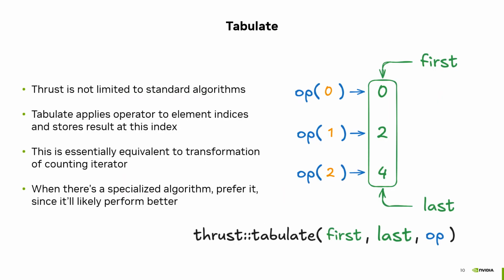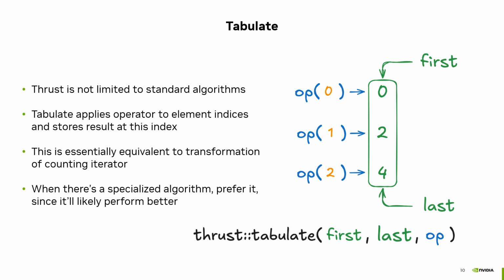An important thing to remember is that thrust isn't limited to algorithms that match the exact signatures of the C++ standard library. If there's a common pattern that can be accelerated on the GPU, thrust often provides a specialized algorithm for it. A good example is thrust tabulate. Under the hood, it's really just transforming a counting iterator, something which we've seen is quite common, so thrust gives it a dedicated name and interface. The call looks just like thrust transform, except that there's no input range to pass in because the input is implicitly generated by tabulation.